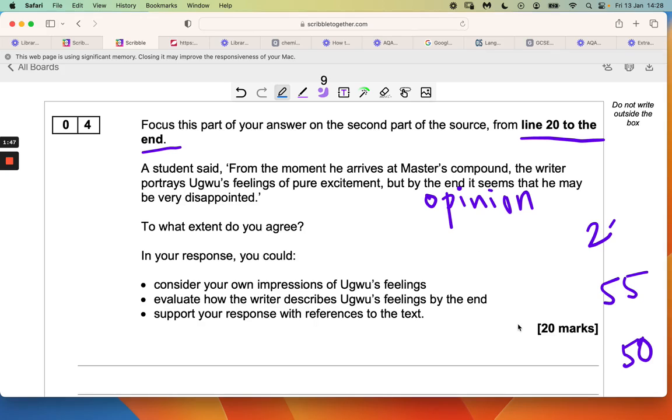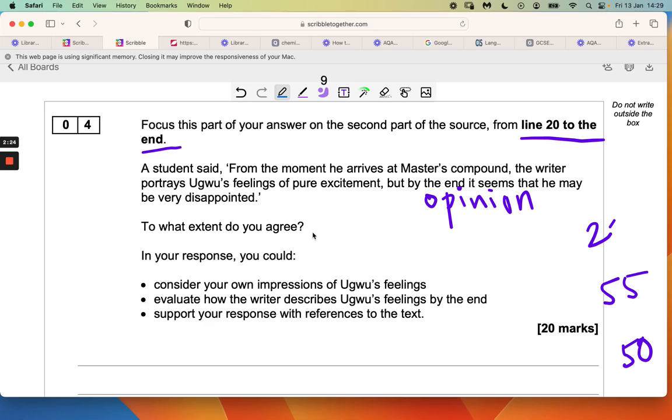Okay, so here I'm looking at an example of a question found on AQA's website, free to users. In this one, it says, focus this part of your answer on the second part of the source from lines 20 to the end. So I would tell you to draw a box around that just to make it very clear what you're looking at. And then they give you a quote. A student said, from the moment he arrives at the master's compound, the writer portrays Ugwu's feelings of pure excitement, but by the end, it seems that he may be very disappointed. To what extent do you agree?